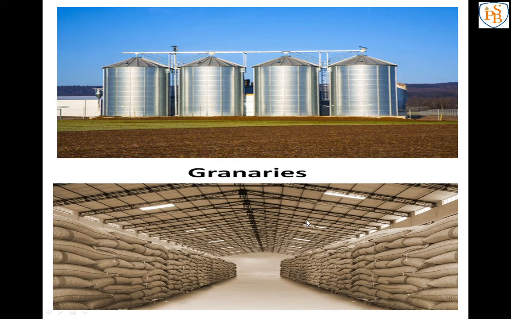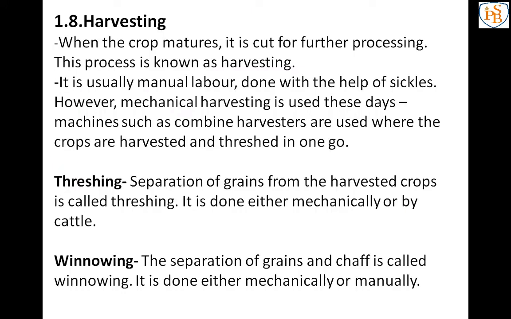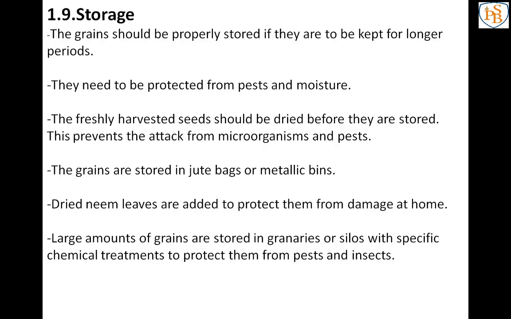The first picture is about the silos, where we can keep a large amount of grains. See the silos in the first picture, and the next one, a dry place where proper sunlight is there, proper air is there, and the jute bags are there. So granaries are there where we can store our grains in larger amounts. So this is all about storage. I hope that you have understood about the harvesting and the storage.